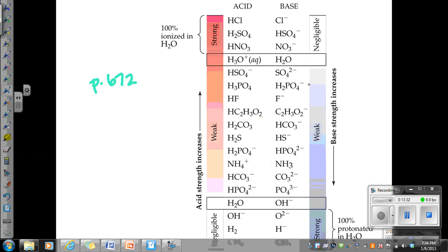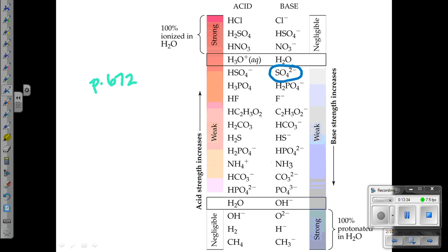So I'm going to circle these. Here's my sulfate. And I think carbonate was a base, I don't remember. I think HSO4 was the acid. Sulfate was the conjugate base. And then bicarbonate was the conjugate acid, and carbonate was the base. So this is what we had in our reaction.